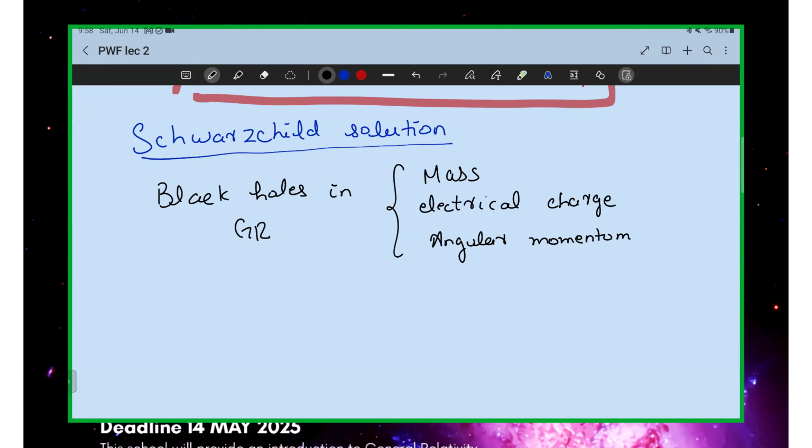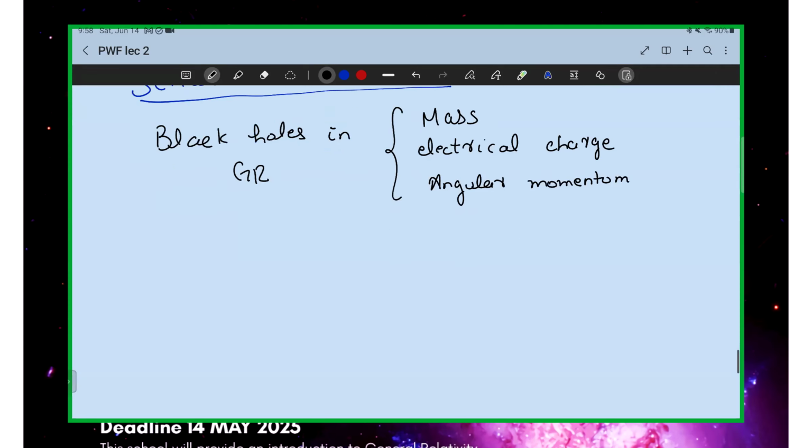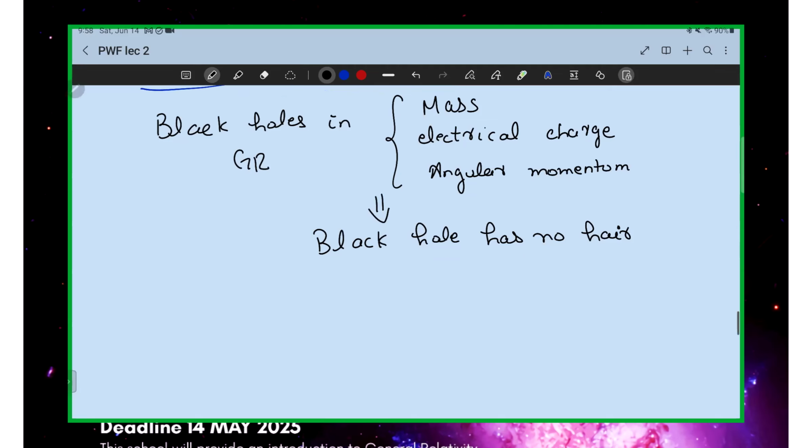This is sometimes referred to as the statement that the black hole has no hair. By that, it means that it doesn't retain the information of the stuff that went in to form the black hole. Now, why is this statement relevant here? Well, this statement is relevant because there are different black hole solutions in general relativity, which are based on these three properties being there or not.